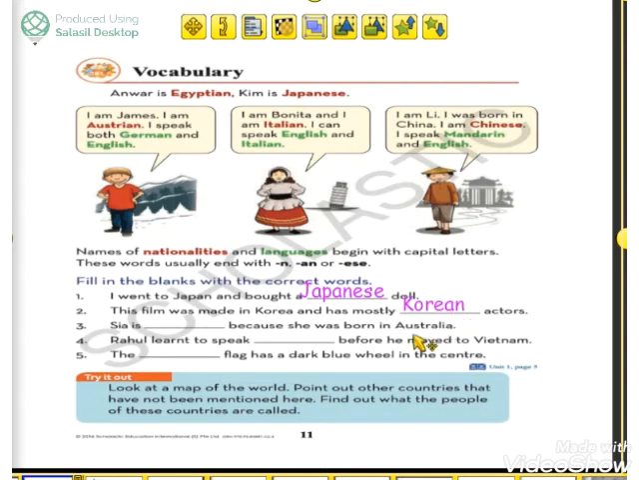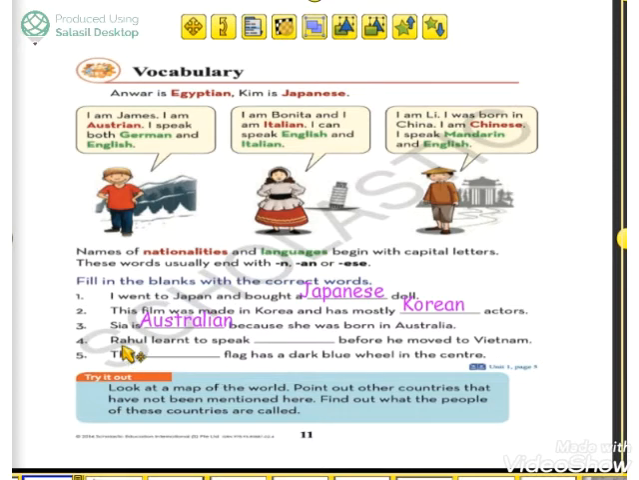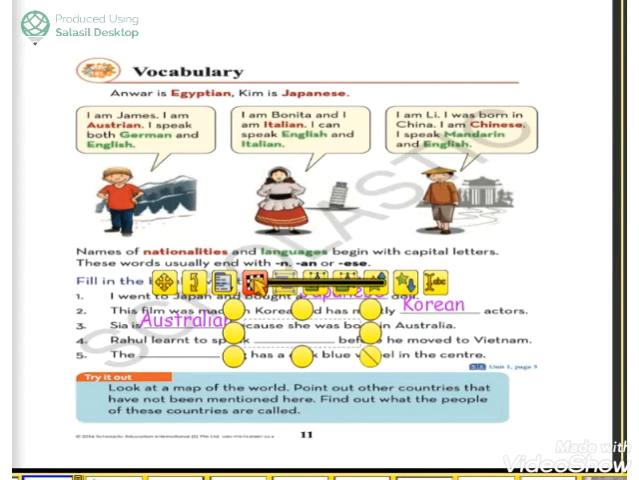Number 3. Sia is Australian because she was born in Australia. She was born in Australia, so she was Australian. Raul learned to speak Vietnamese before he moved to Vietnam. What is the language of Vietnam? Yes, Vietnamese. The language of Vietnam is Vietnamese.